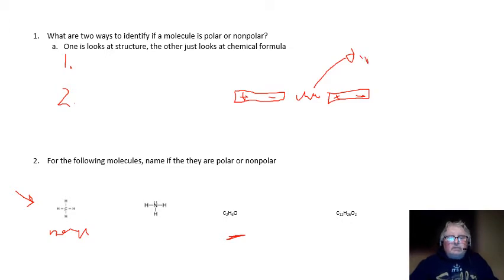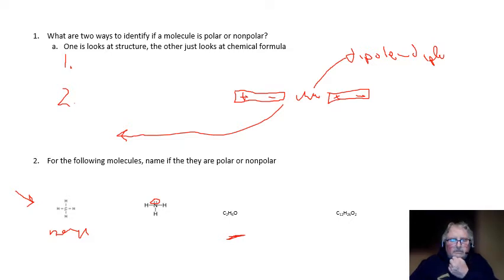Okay, now let's go to this. So this is ammonia. You have nitrogen, and it has H and H and H, and it looks like it has the same things attached to it. But if you look, the nitrogen has a lone pair attached to it, so it doesn't have the same things attached to it. Therefore this molecule is a polar molecule. So it's a little bit tricky there.